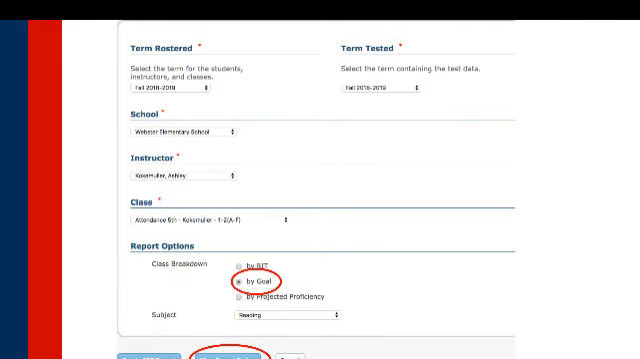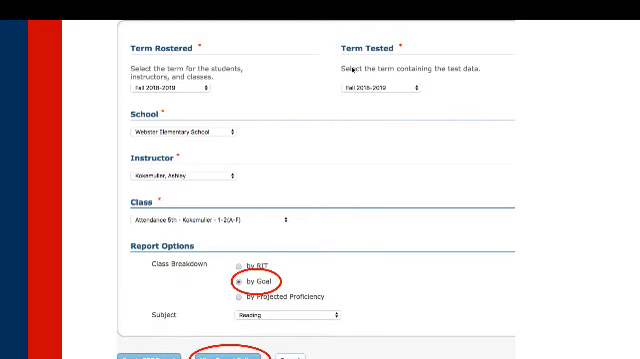When you click on that icon on the previous screen, you get different fields that you can select. Make sure you always select the current term for term rostered, so this year that would be fall 2020, 2021.